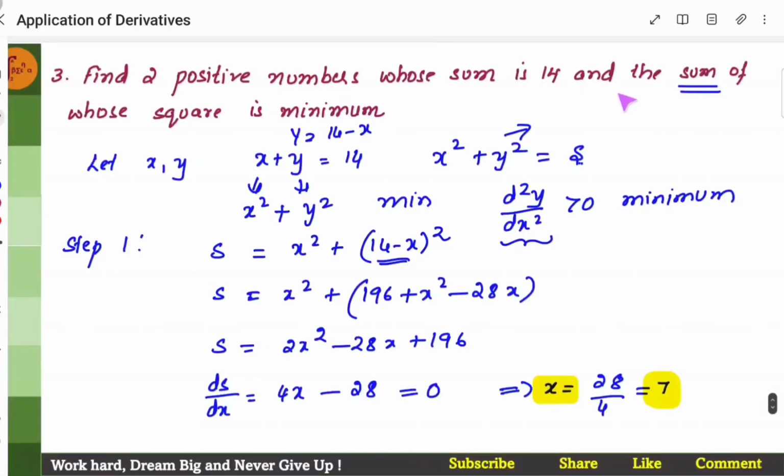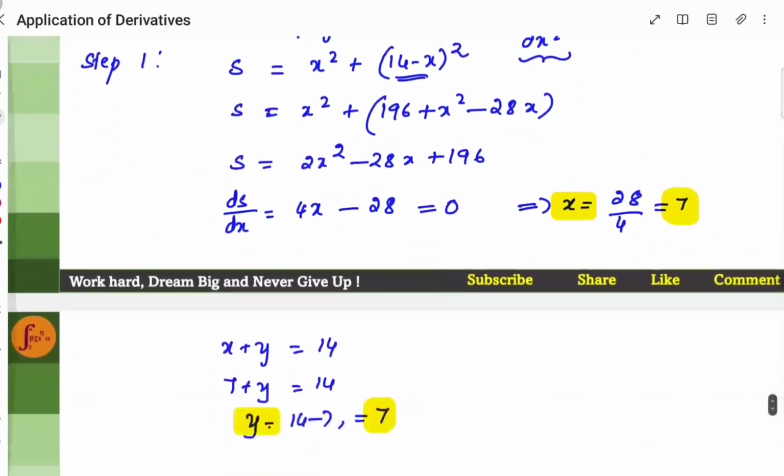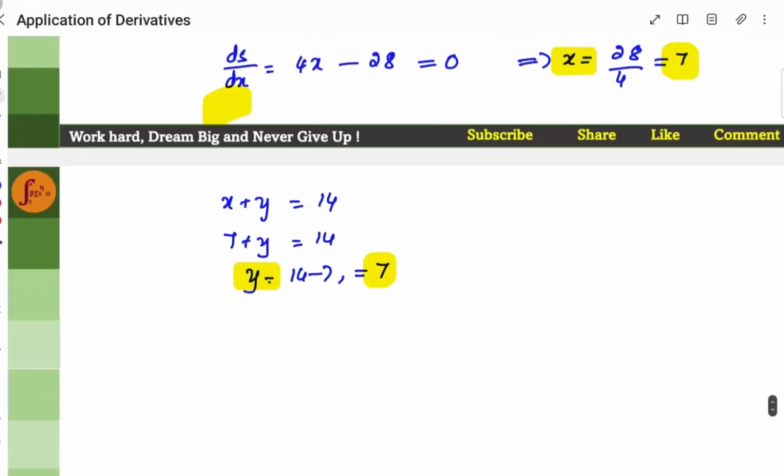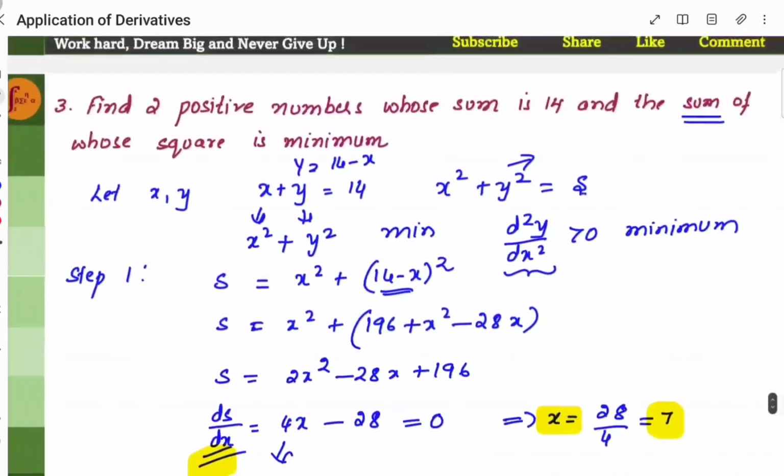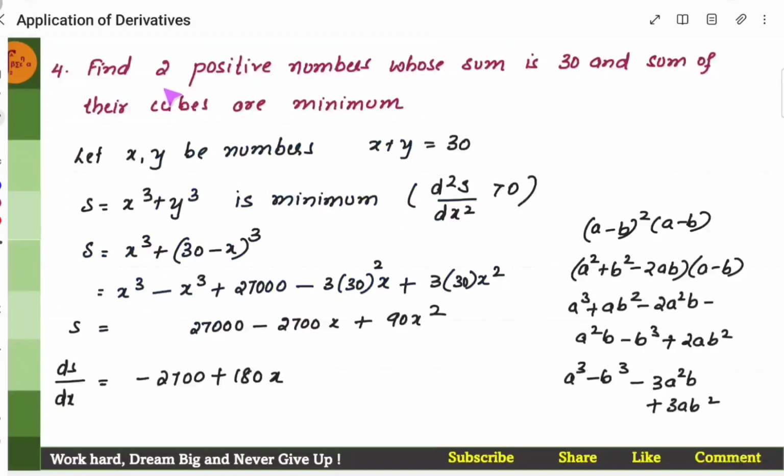And we'll just do one more step to verify that the sum of squares is minimum. We'll find the double order derivative. We'll differentiate this again, 4x minus 28. The derivative of 4x is 4. This is greater than 0. That means it's minimum. Since it's greater than 0, it is minimum. That's what they've told. So we just verified. Let's take another problem.